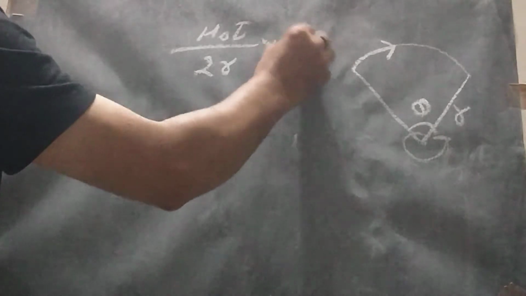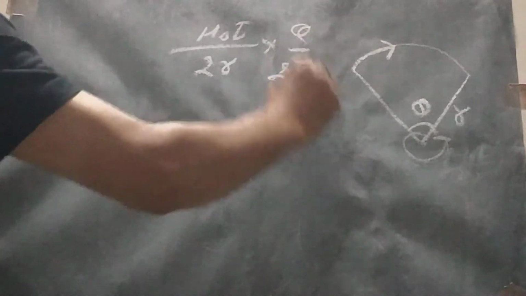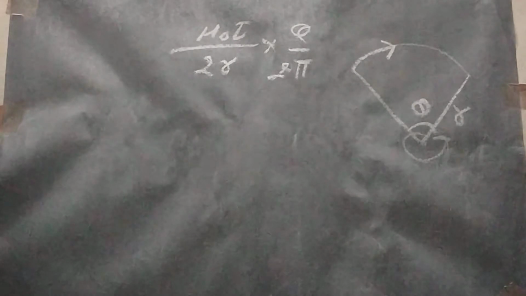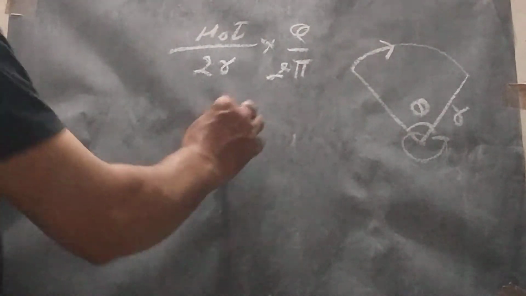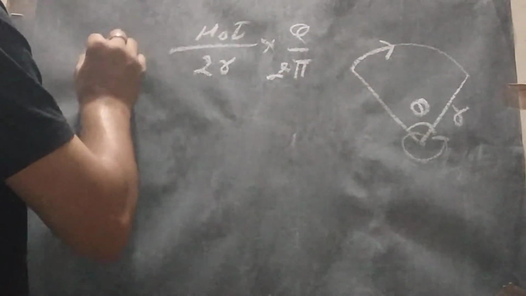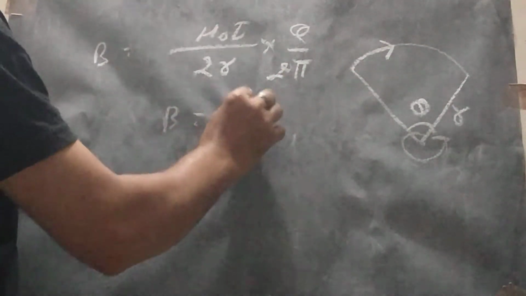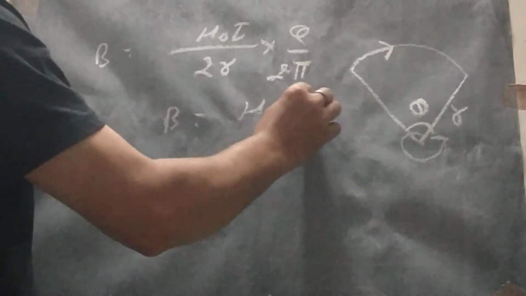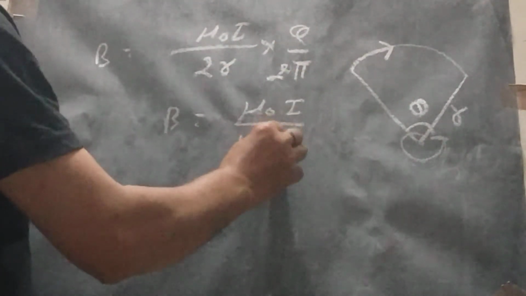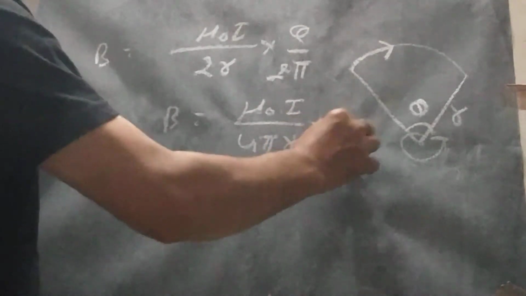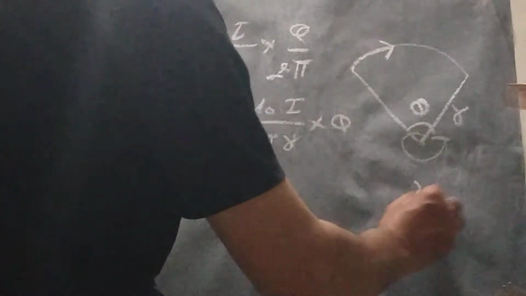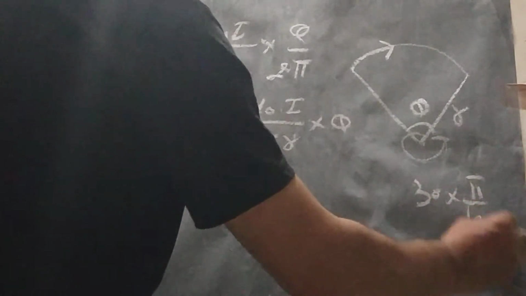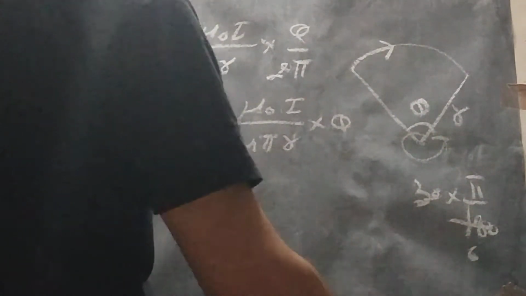When the angle is theta, it will be mu naught I upon 2 r into theta by 2 pi. Or we can write it as, for the arc, the magnetic field will be B equals mu naught I upon 4 pi r into theta. Here theta, if it is in degrees, then we have to find its radian measure. Suppose the angle is 30, then we have 30 into pi by 180, or it will be pi by 6.